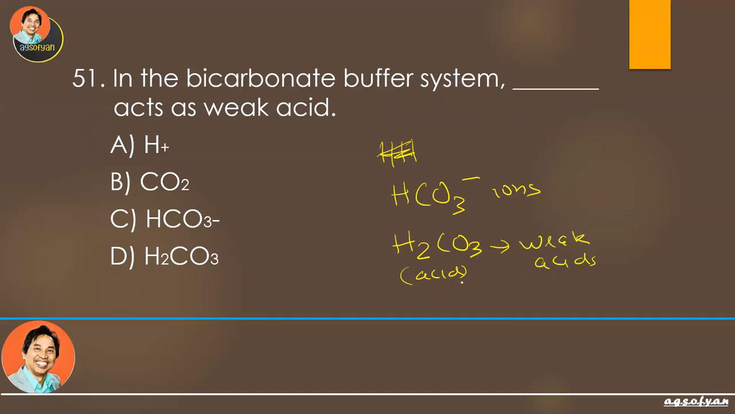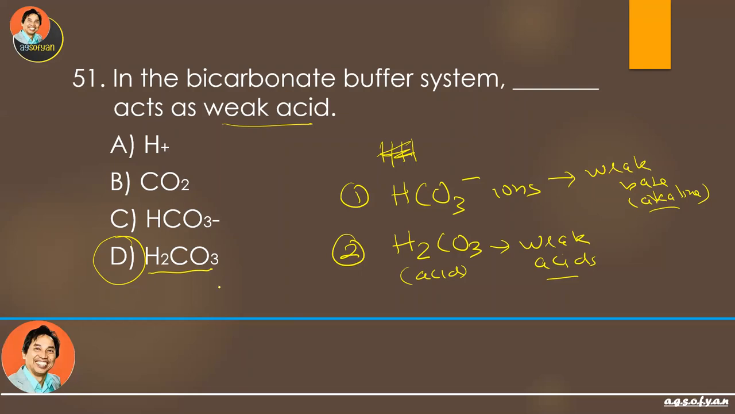So what is the opposite of acid? It's base. So this ion is actually a weak base or alkaline. So the buffer system consists of these two molecules, weak base and weak acid. Okay, so which one is the weak acid? It's going to be carbonic acid. So the carbonic acid over here is the weak acid.